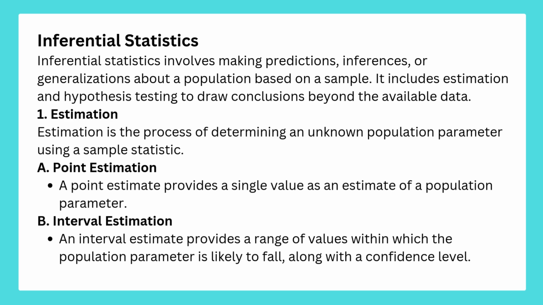A. Point estimation. A point estimate provides a single value as an estimate of a population parameter. B. Interval estimation. An interval estimate provides a range of values within which the population parameter is likely to fall, along with a confidence level.